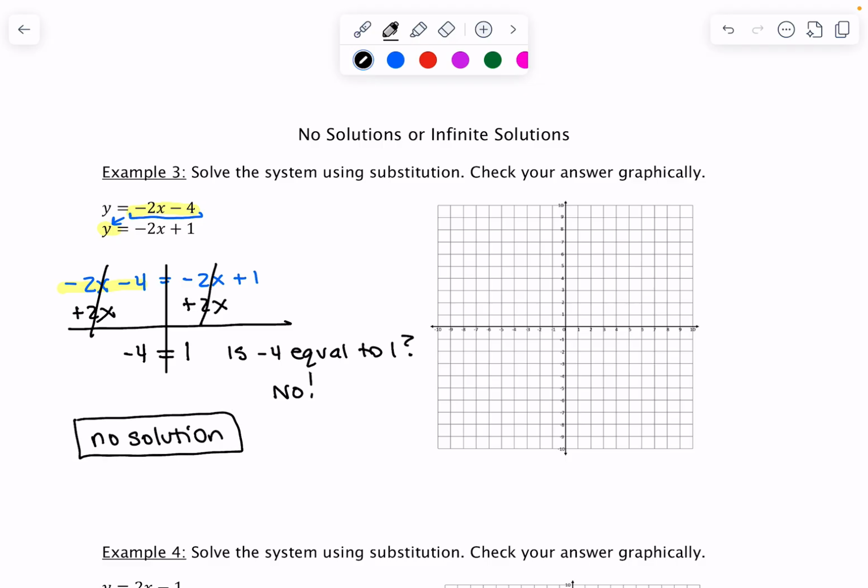To check our work, let's go ahead and graph each of these. So I'm going to graph the first one in red. I'm going to start at -4, and put a 1 underneath here. So my slope is up 2 over 1. So up 2 over 1. I'm going to make points all the way through the grid, and connect my line.